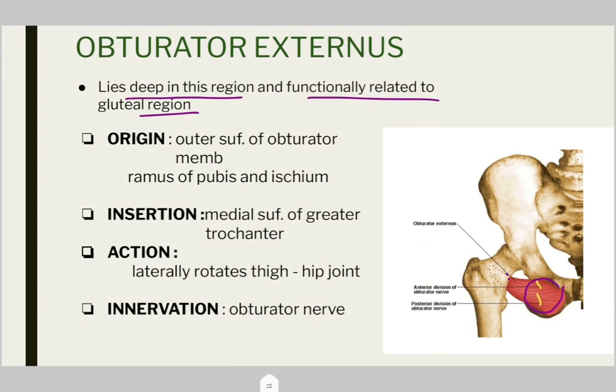So you can see the dotted line here, right? That indicates it is running posteriorly. So it runs posteriorly behind the neck of the femur and it gets inserted on the greater trochanter. Coming to the action, it will help in the lateral rotation of the thigh at the hip joint. Innervation is of course the obturator nerve.